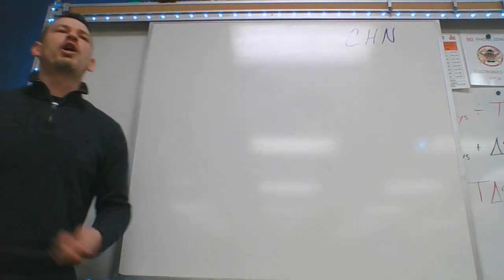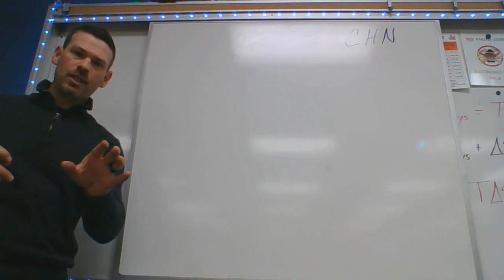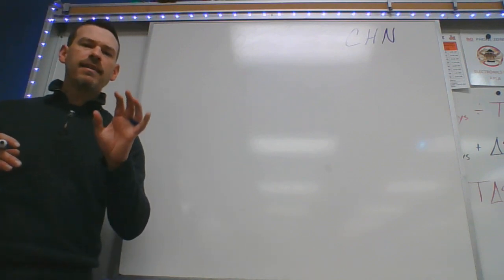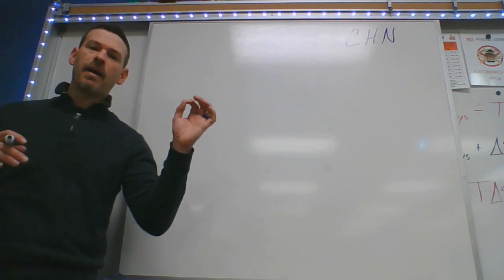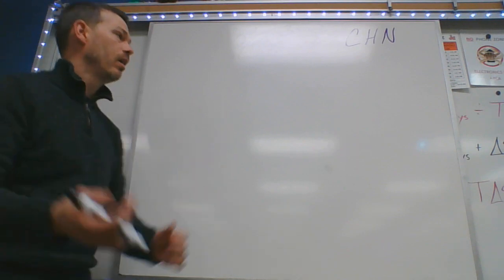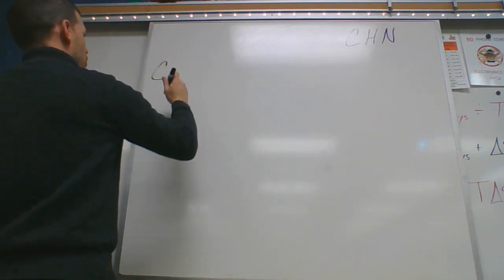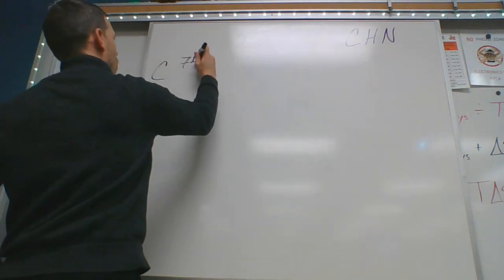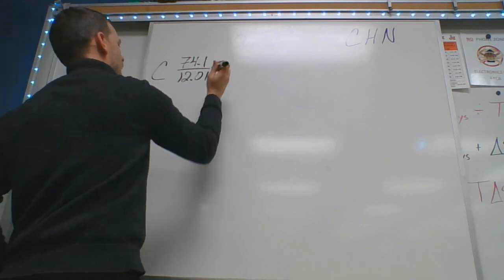Read along with me. Here we go. Step one. It says divide the given percentages or masses. You can do this with mass values too. Divide the given percentages by the periodic masses of the element. So here we go. I'll start with carbon, and I'm going to divide the given percentage, which is 74.1, divided by its mass on the table.